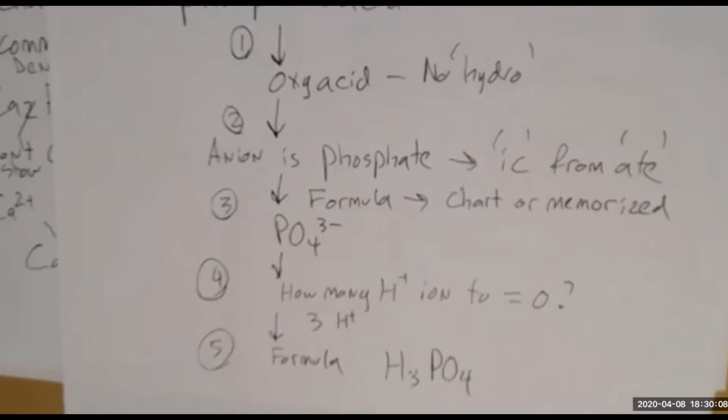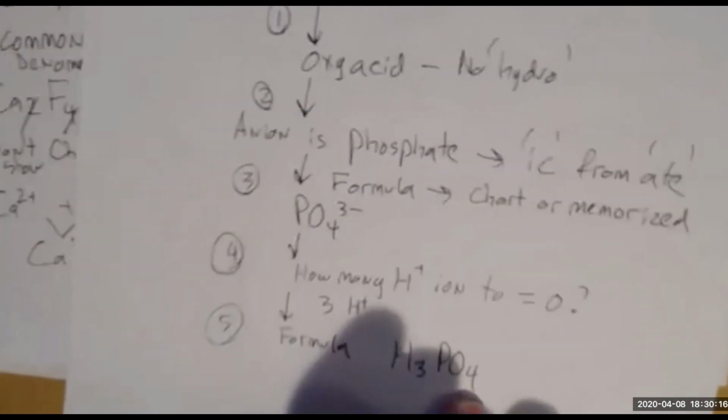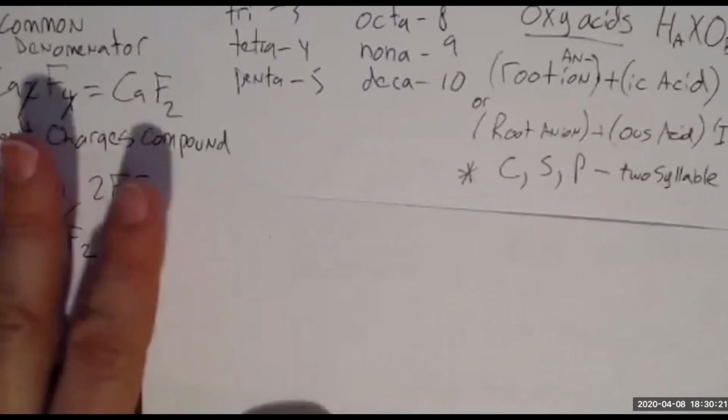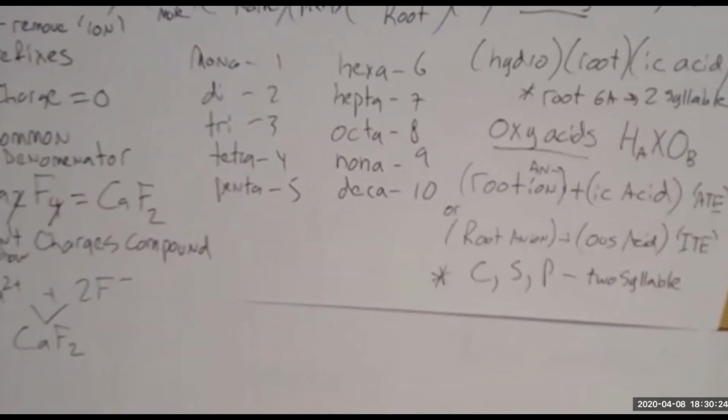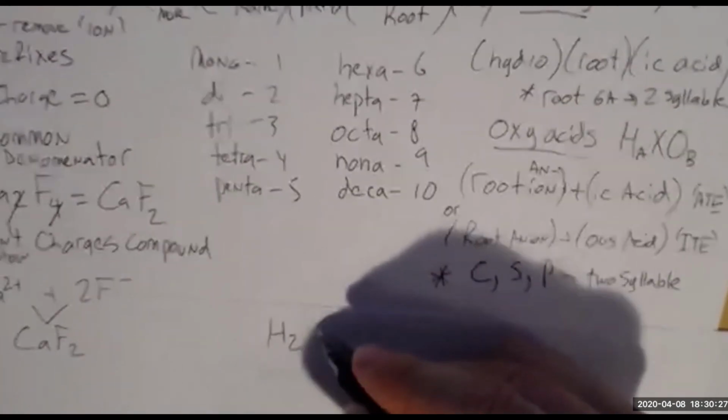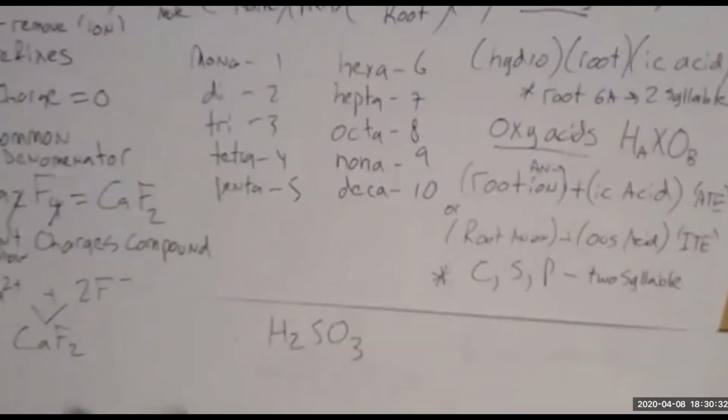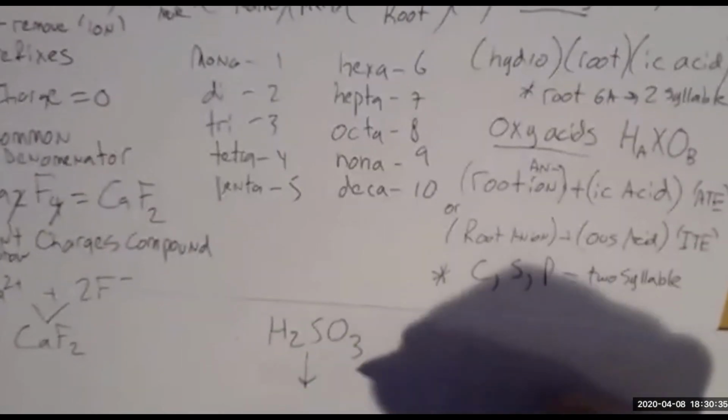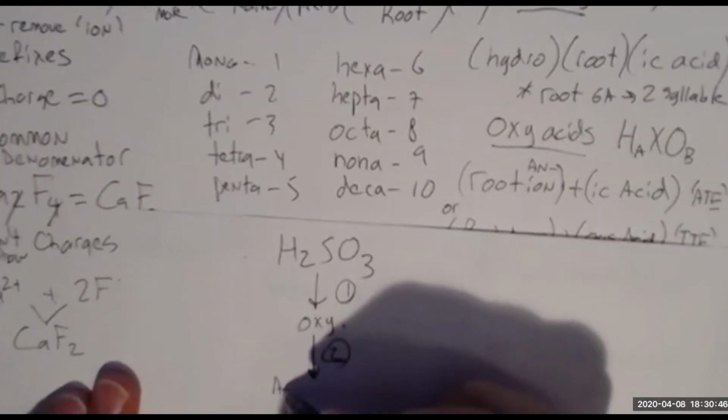We could go backwards with that. Should we go backwards? Let's go backwards. Let's keep the rules here. H2SO3. So the first step, what kind of acid is this? Oxyacid. Good, it's an oxyacid. Second step would be, what's the anion?